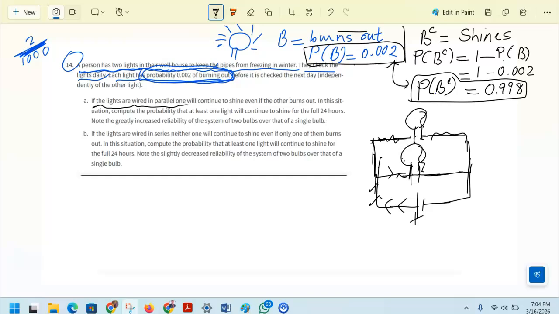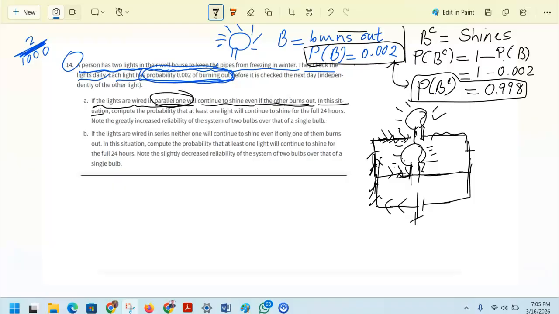Electricity passes. Parallel basically means even if one bulb fails, the other bulb will still work, because the current will go here. This may go off, but the current will go here, so one of them will shine. That's the important information: the meaning of parallel. In this example, the bulb will continue to shine even if the other one burns out.